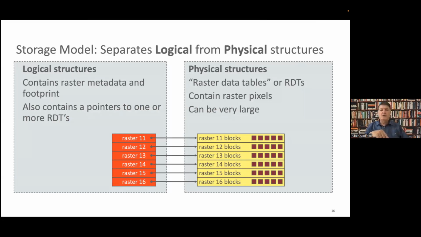And so we decided to choose a model where we separate logical, so the red table, from the yellow table. The red table is where we have all the rasters described. Here it says raster 11, 12, 13, 14, 15. Why do we have 11, 13?